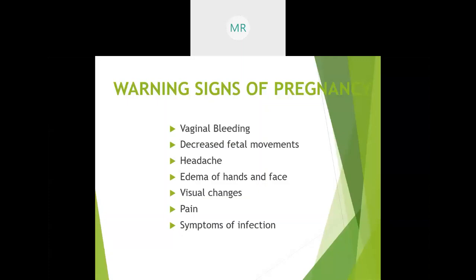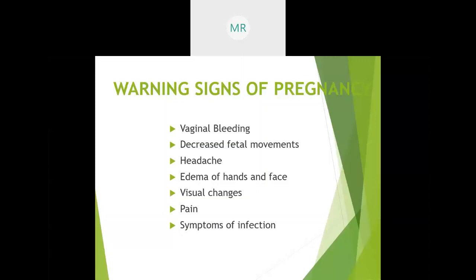Second one on here is decreased fetal movement, and that's obviously fetal death. That is a big warning sign of pregnancy. Now, headache, edema of the hands, face, edema of the fingers, visual changes, that is all related to pregnancy-induced hypertension, that hypertension that might start to happen during pregnancy, okay? And that is a warning sign of pregnancy. Also pain and then symptoms of infection.